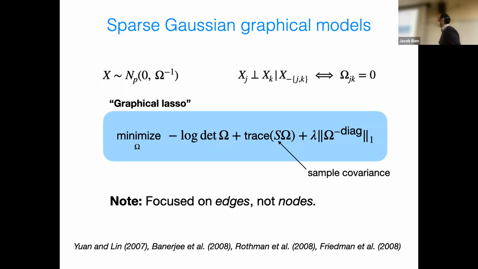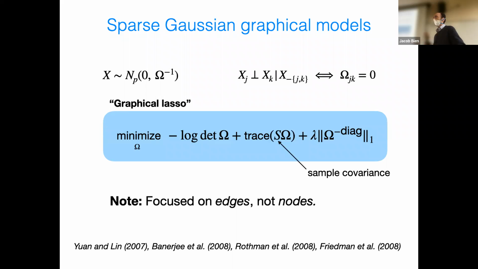Notice that all of this is focused on edges, right? We're talking about a particular pair, j and k. And so we're picturing that we'd like a sparse graph. Most of the edges are not there, only a small number of edges. That's the kind of simplicity that the graphical lasso is going for. It's not really thinking about the nodes.